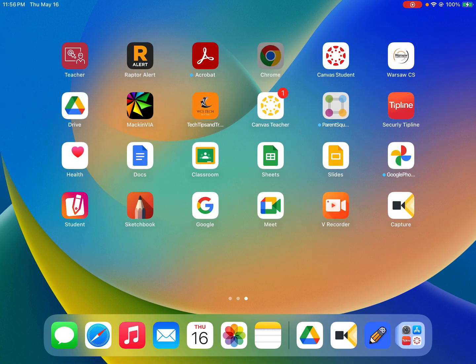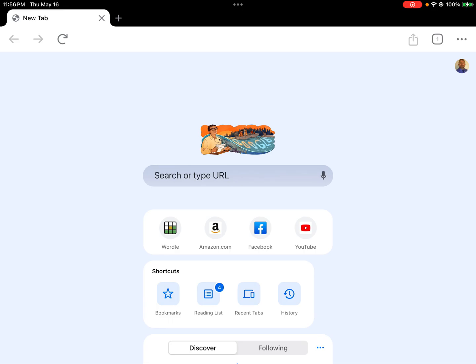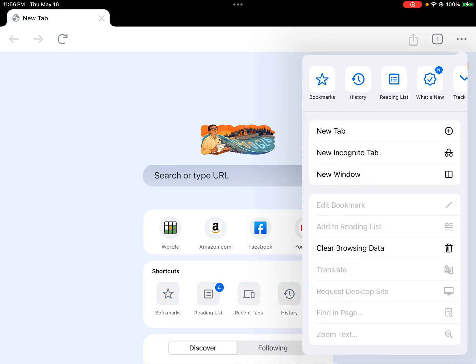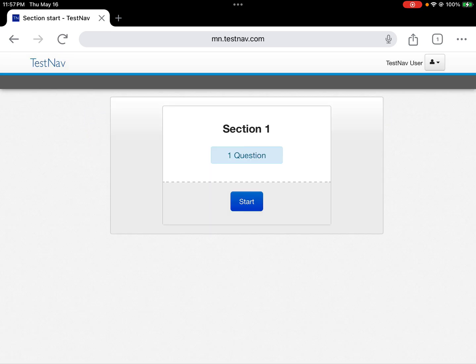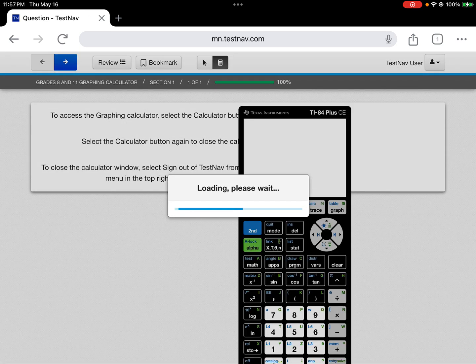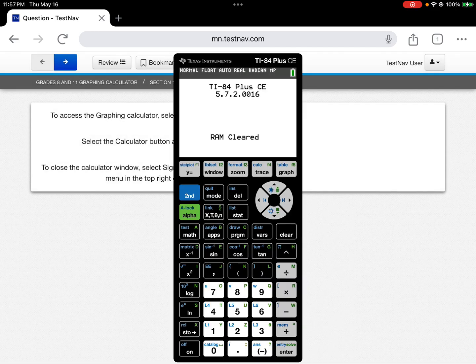Okay, there we go. Calculator. Oh, bookmarks, that's okay. There we go. Let's go to a calculator. And this site has a calculator in their toolbar, so I'll use them.